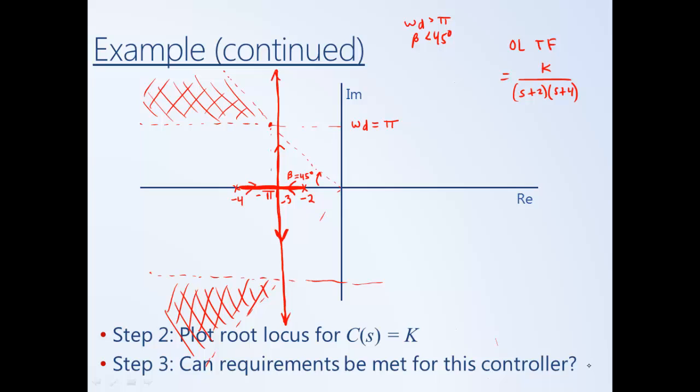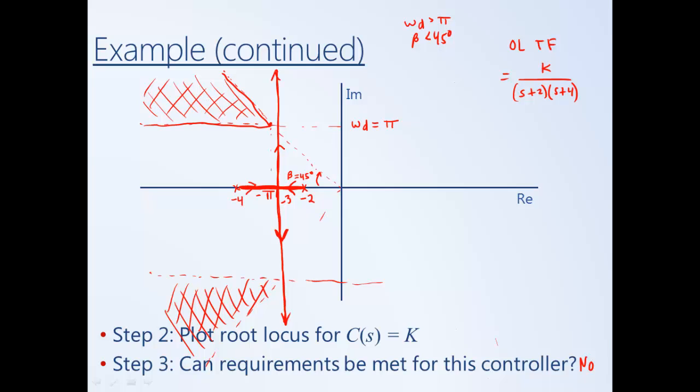So the answer is no. And the reason the answer is no is because our root locus does not pass through the desired region. This region defines the poles that will provide a peak time and an overshoot that we desire. And this root locus does not pass through this region. It passes just to the right of it. So that means there is no value of K which will put our closed loop poles in this region.